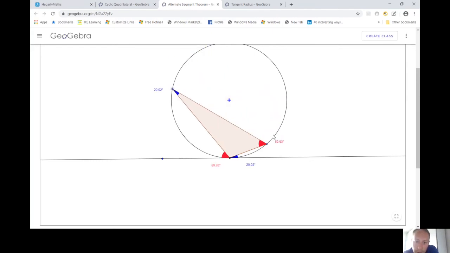So let's move that round there. Let's move this one up just so you can see it clearly. So this blue one is in an alternate position to this blue one. So that's in the alternate segment. So if I draw a line straight down there, then it's in the different segment to each other. And the same for the other one.